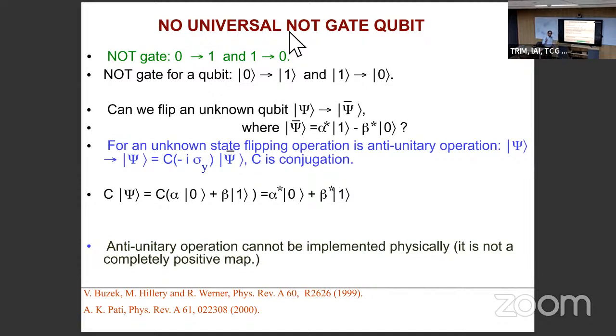And we know that you cannot implement an anti-unitary operation physically. More rigorously, this is not completely positive. Don't worry about it. The essential thing to realize is that this kind of operation cannot be implemented in your laboratory. So that is the reason why you can never design a universal NOT gate. And this also has applications in quantum communication.